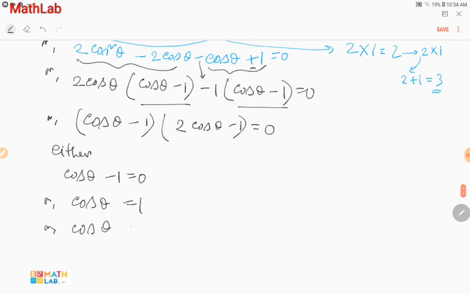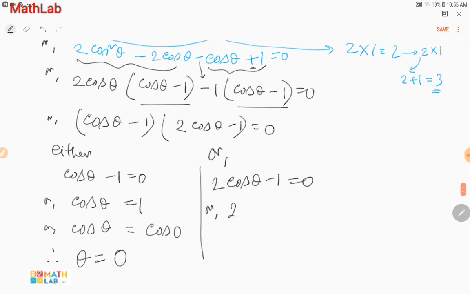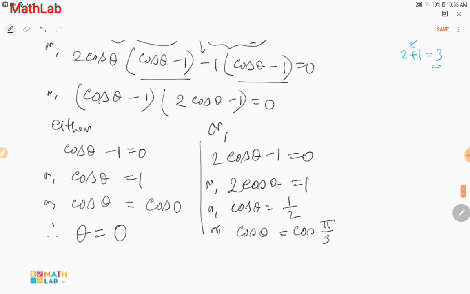cos 0 degree is 1. So our result is in radian format, so we do not use degree here. We only use 0, so theta equals 0. Or for the second part, 2 cos theta minus 1 equals 0, or 2 cos theta equals 1, or cos theta equals half. So we get cos theta equals cos 60 degree, that means pi by 3. We know that cos 60 degree equals half, so theta equals pi by 3.